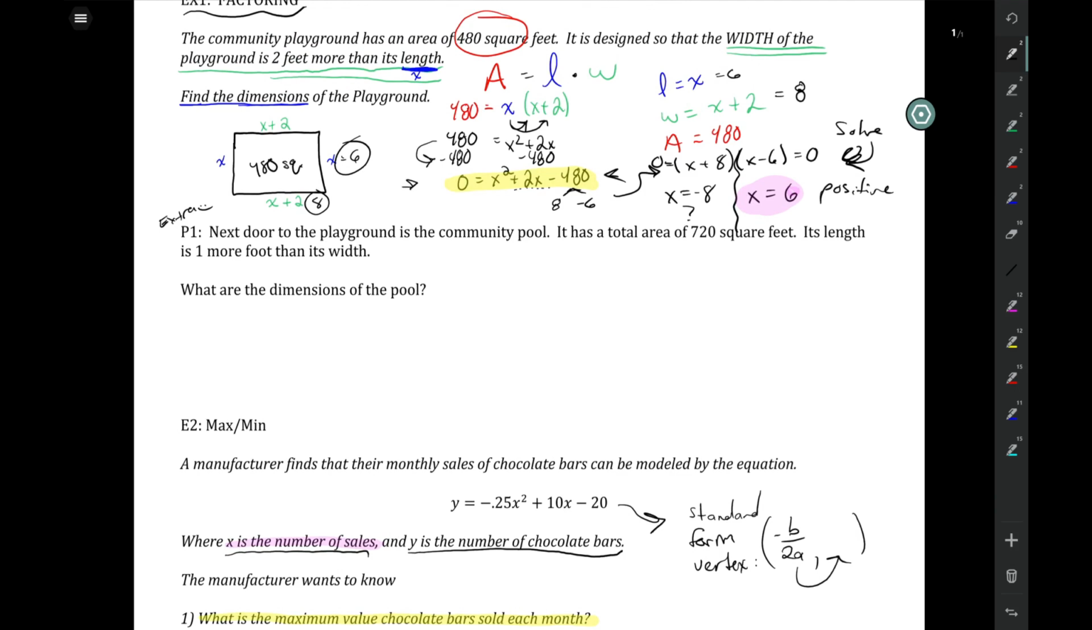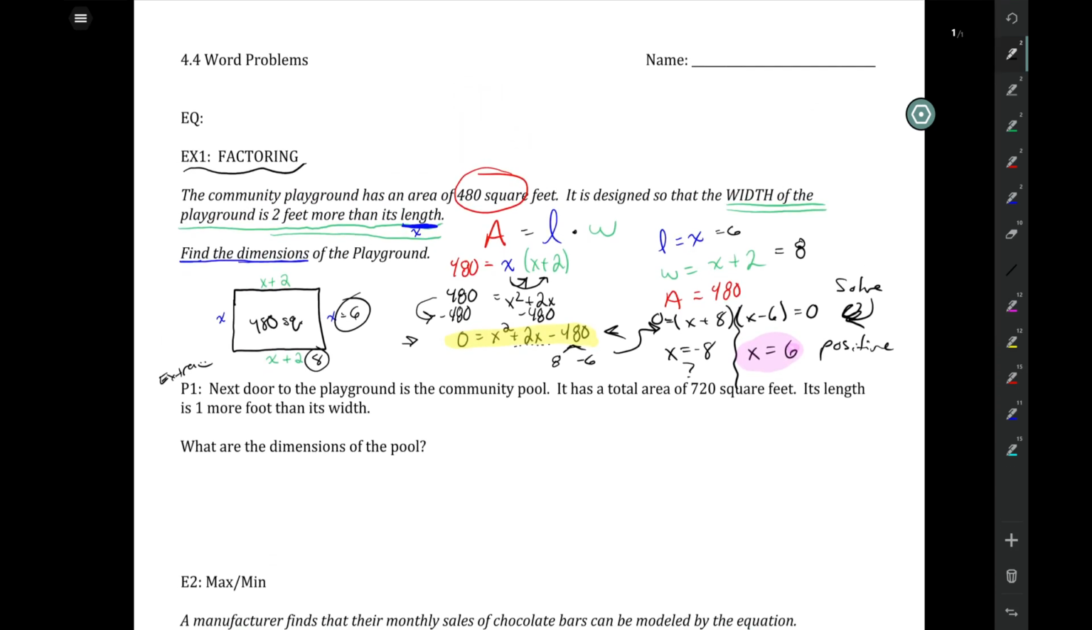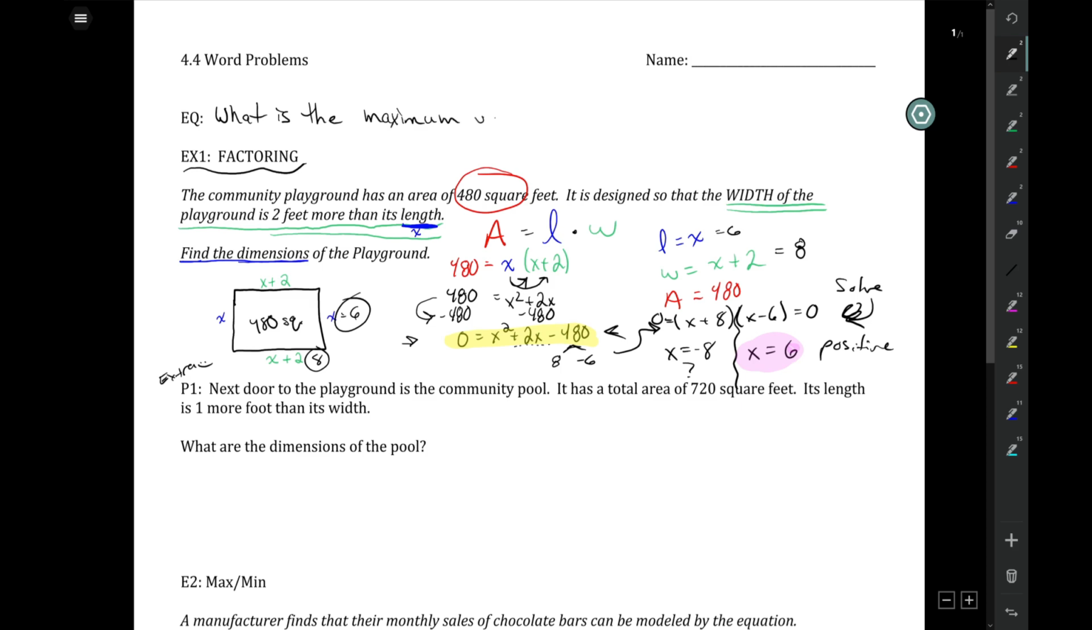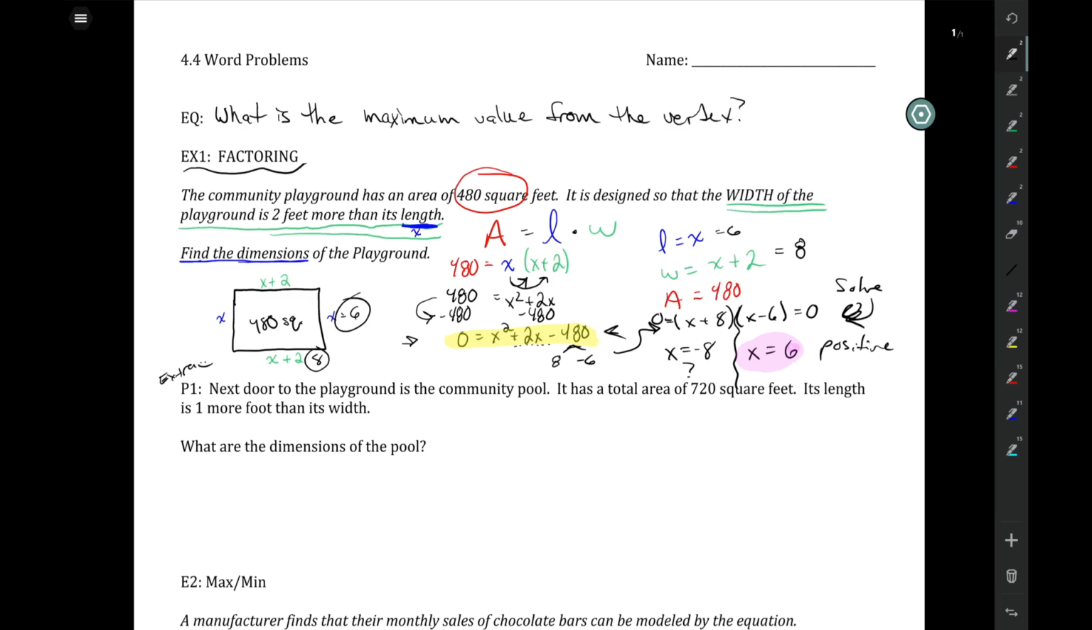Oh, real quick before you go, the EQ is, what is the maximum value from the vertex? Okay, so from the vertex, what gives you the maximum value? Okay, and that's it there.